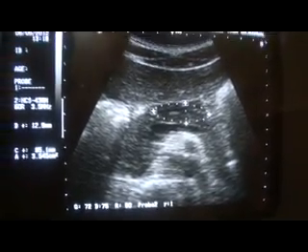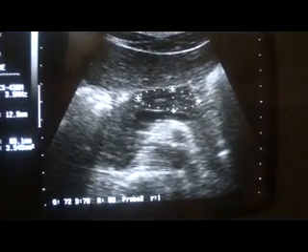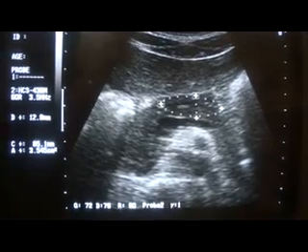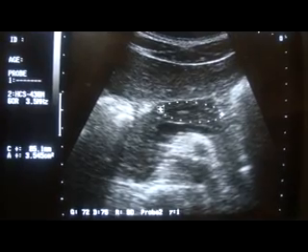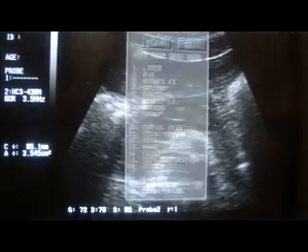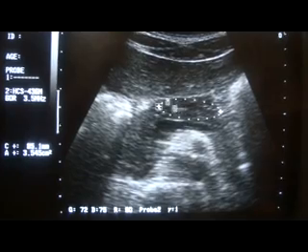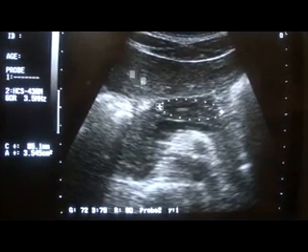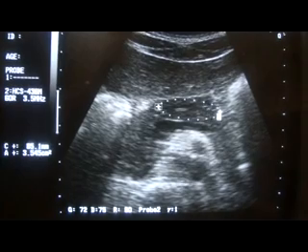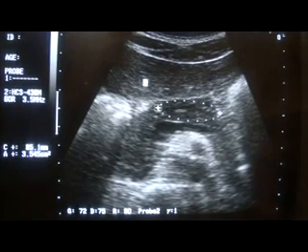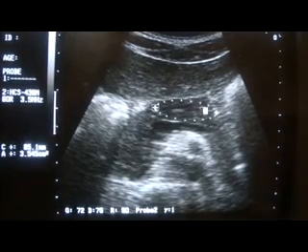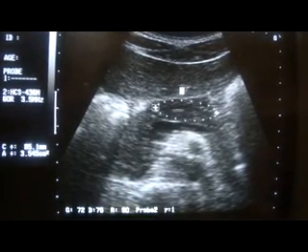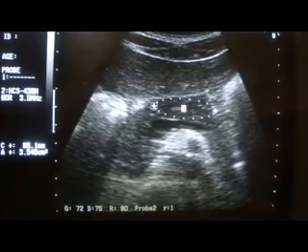This is the head of the pancreas, and now see that its outer margin is regular, thin, and smooth. Its echogenicity is slightly less compared to the normal liver. So this is how you can see the head of the pancreas. However, the head of the pancreas can also be seen in this way.